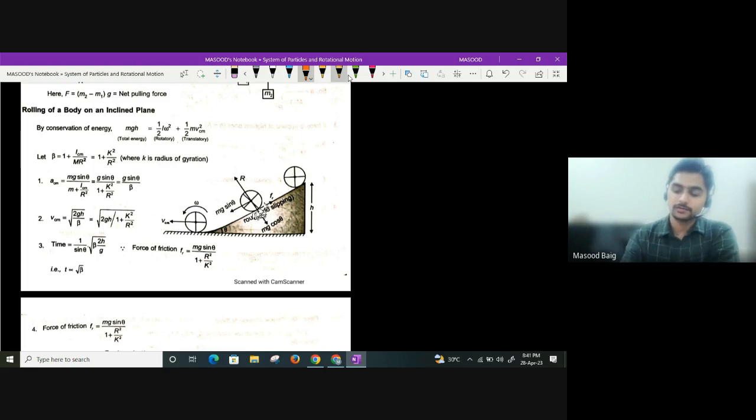Understood? So you'll have some cases again whenever an object is dropped from the top of the incline. What is the acceleration? They will say the acceleration of the center of mass will be... Or I'll just write it. They have given.